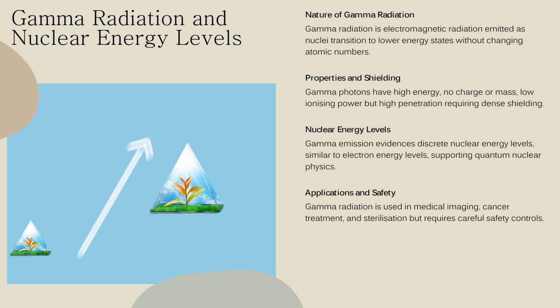Gamma rays are often emitted following alpha or beta decay, when the daughter nucleus is left in an excited state with excess energy. Gamma photons have very high energy and no mass or charge, which gives them low ionizing power but very high penetrating ability. They can pass through paper and aluminium and require dense materials such as thick lead or concrete for effective shielding.